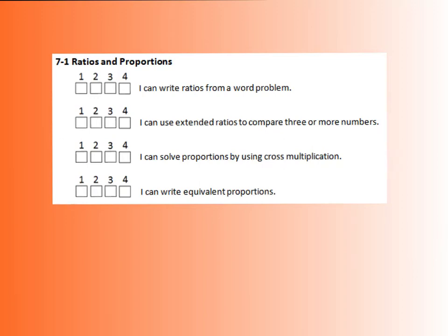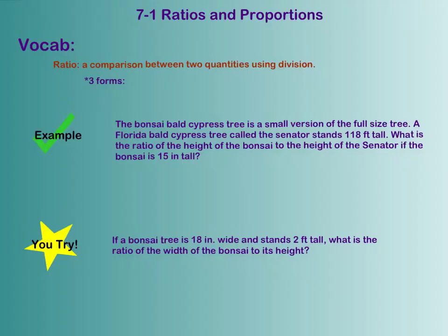We're starting Chapter 7 with Section 7.1, which is called Ratios and Proportions. We have 4 objectives, the first one being writing ratios from a word problem. Second one, using these things called extended ratios, which compare 3 or more numbers. The third one, solving proportions using cross multiplication. And the fourth one is writing equivalent proportions.